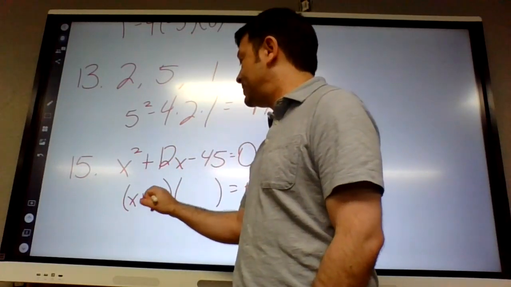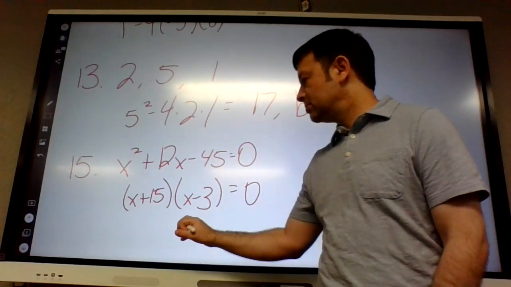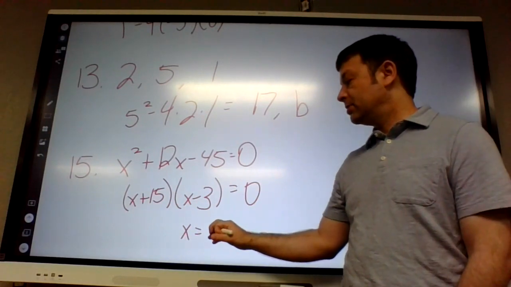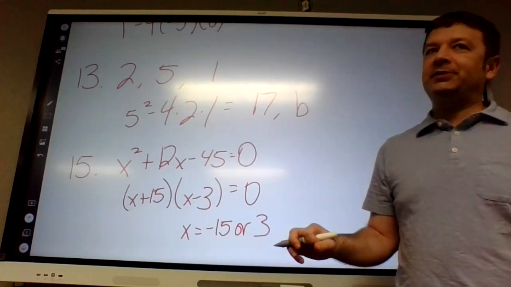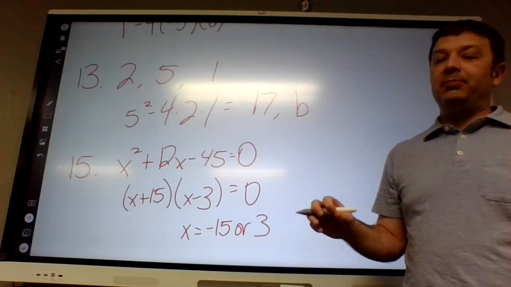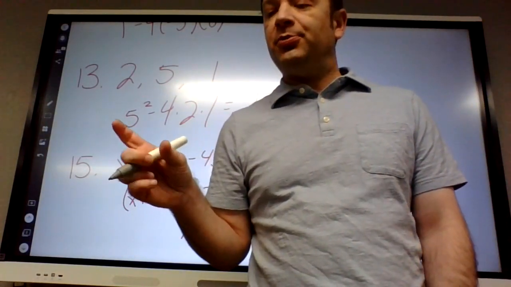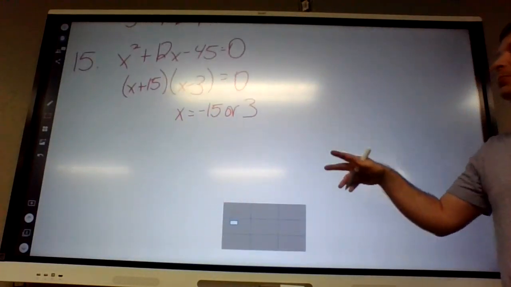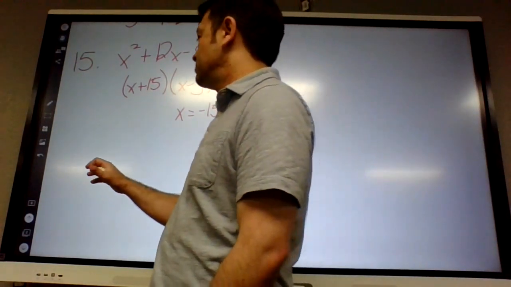If we do positive 15 and negative 3, what x values would make these two factors 0? Negative 15 or 3. That's a lot faster than the quadratic formula. But if it's a tricky factoring problem, for example number 20, which does factor actually, it might be simpler to use the quadratic formula. That's up to you.